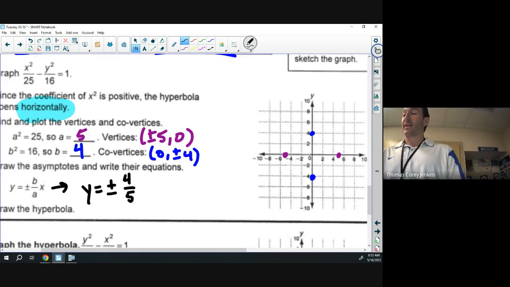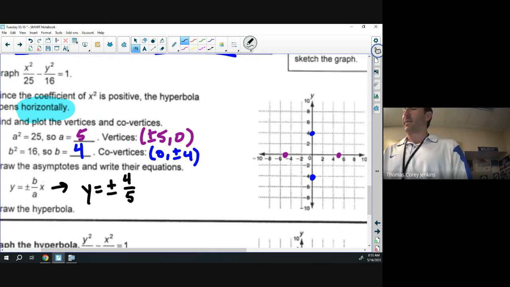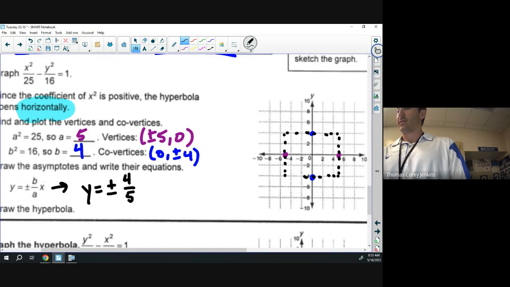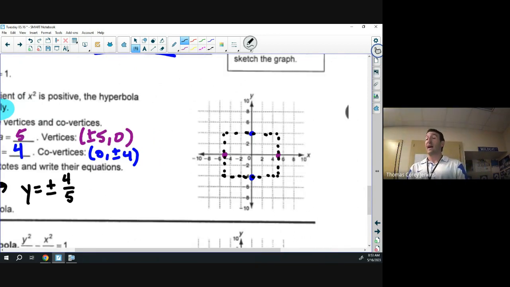So we'll do all that in just a second. Before I do that, I am going to make that rectangle that goes through all of my vertices, my co-vertices and my vertices. That's another way that you could find asymptotes. Your asymptotes are not part of your function, but they can help you graph the function. Those are guidelines. Your asymptotes go from the origin, through the corners of your rectangle, that imaginary rectangle, right?